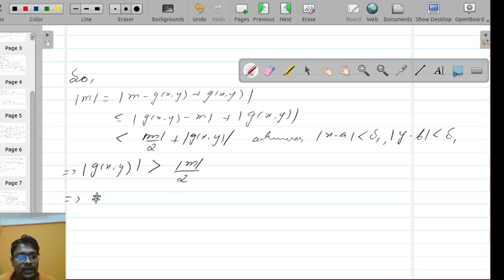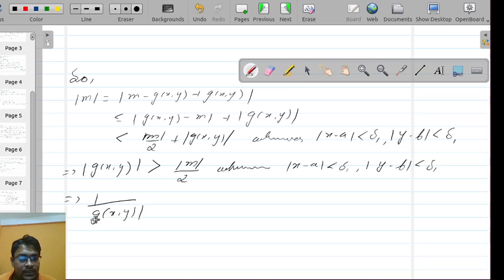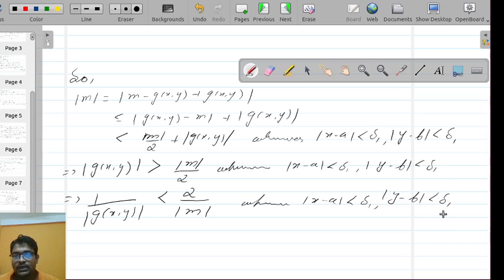Okay, so from here what I've got is true whenever mod of x minus a is less than delta 1 and mod of y minus b is less than delta 1. So from here I have got 1 divided by mod of g of xy strictly less than 2 divided by mod m whenever mod of x minus a is less than delta 1 and mod of y minus b is less than delta 1. Okay, so we have got this now, right?